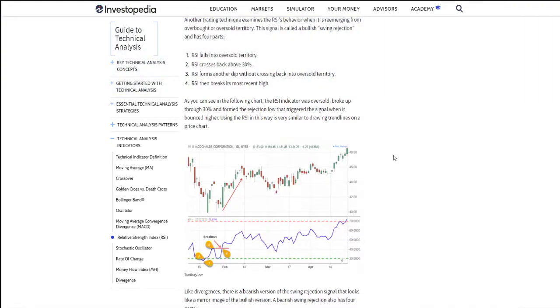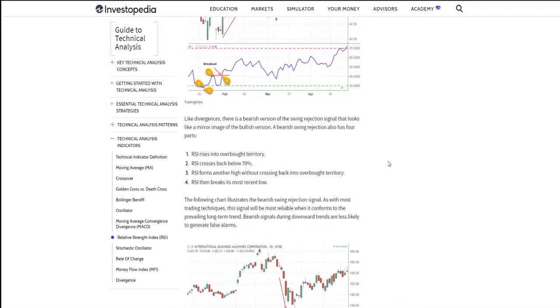RSI forms another dip without crossing back into the oversold territory. So essentially on 3, it has a little bit of a dip here, but it didn't go back down to this 30. And then RSI breaks into a most recent high, which, 4, is the breakout point that you see right here, a massive, massive breakout. So like divergences, there is a bullish version of the swing rejection signals, looking to mirror the bearish version.